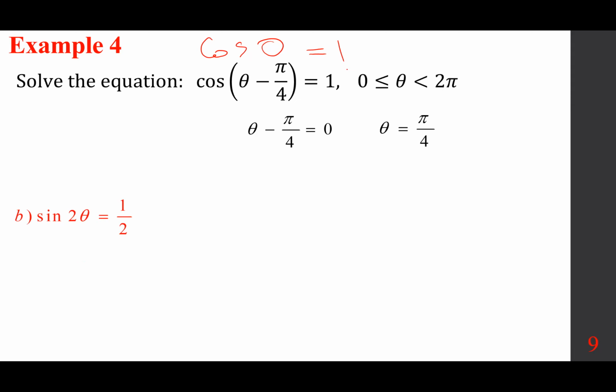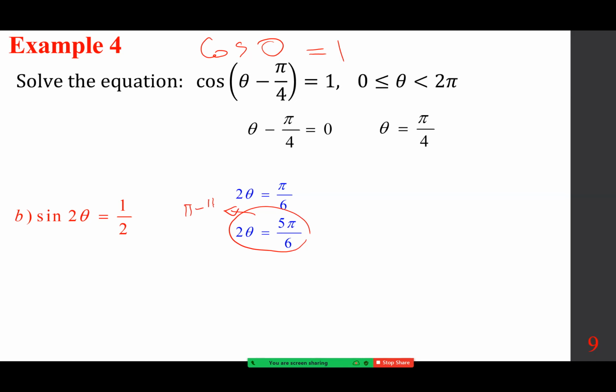Sine of 2 theta is equal to 1/2. We know that in the first quadrant, the answer is pi over 6. Sine is positive in the first and the second quadrant. For the second quadrant, we get pi minus pi over 6, or 5 pi over 6. So in other words, this is pi minus the reference arc. That's how we get the second quadrant.